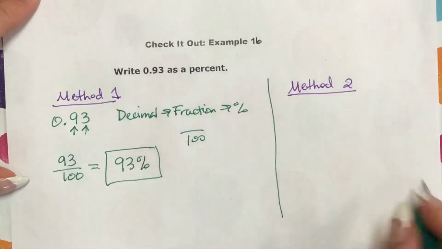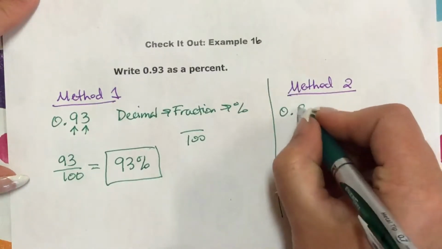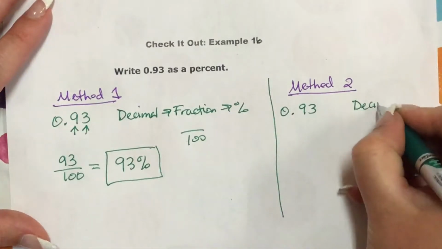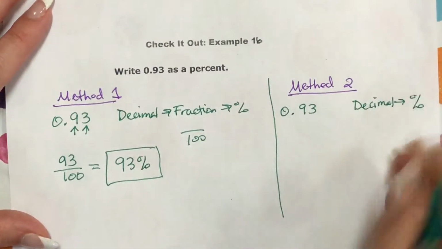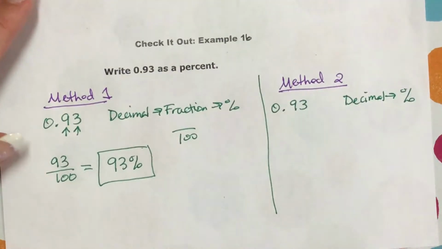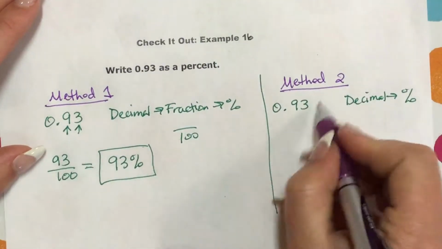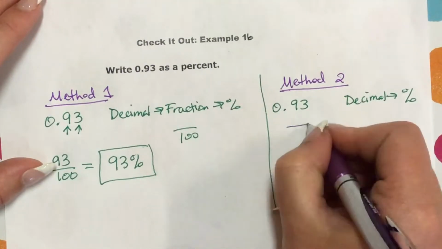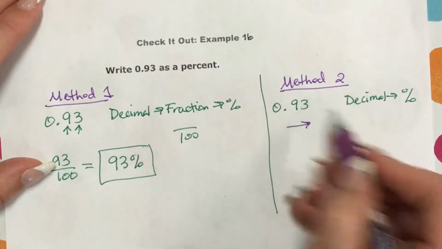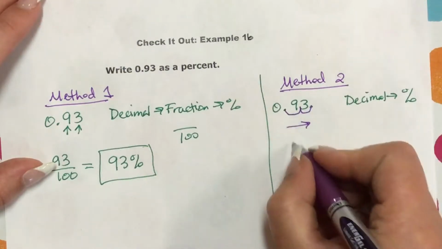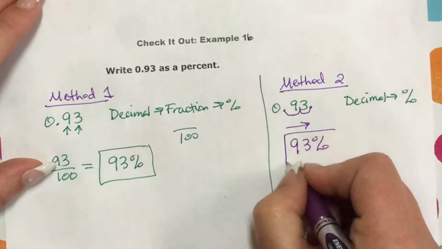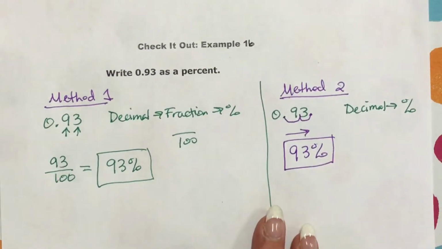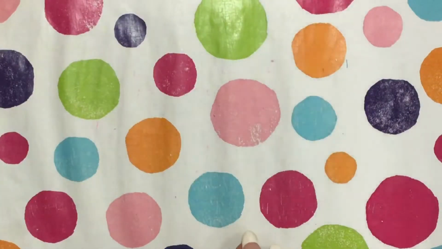Okay, let's work on method 2. We have 0.93. All right, we're just going to go from the decimal straight to the percentage. Okay, so with that, the rule states that when you have a decimal and you want to go straight to a percentage, you can just move this decimal 2 places to the right. And it's already right there with a 3, so we can just go 1, 2, and we have 93%. So 2 different ways to do the same thing. If you got that right, great job. All right, let's move on to example 2.